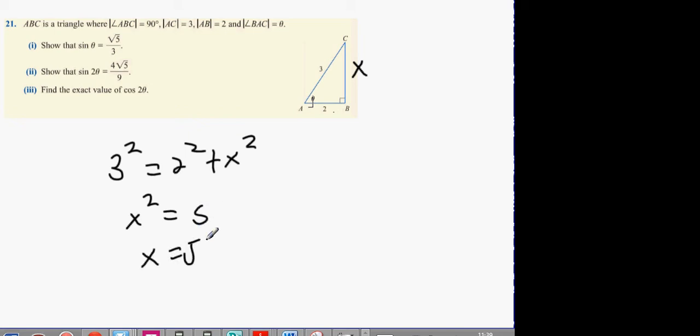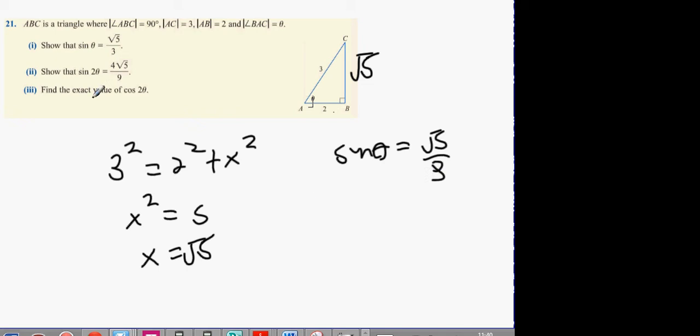Triangle ABC, where angle ABC equals 90, AC equals 3, AB equals 2. BAC equals theta. Show that sine theta is root 5 over 3. Pythagoras' theorem, what do we get? 3 squared equals 2 squared plus x squared. X squared will end up equal to 5. X therefore equals root 5. The opposite is root 5. Then sine is opposite over hypotenuse. So sine theta is going to be root 5 over 3.